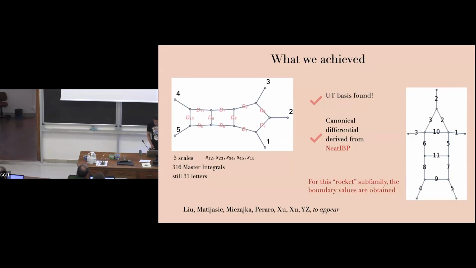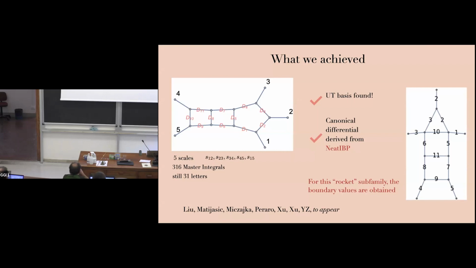What we achieved, which we have not published yet, is that for this planar diagram, if we do it with a canonical differential equation in the dim-reg scheme, it's quite possible. We have 316 master integrals. For this particular family, we still have 31 letters, like the 2-loop 5-point case. So we know the letters, we know the master integrals. We found the UT basis. Actually, finding the UT basis is much easier than for 2-loop 6-point. But then the IBP is horrible.